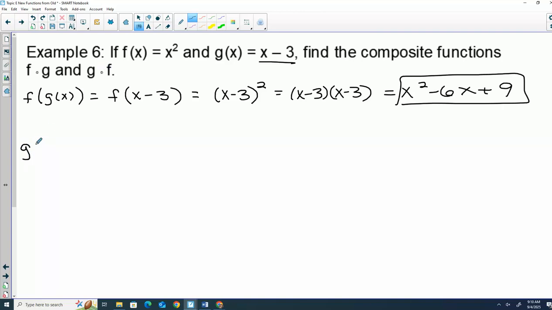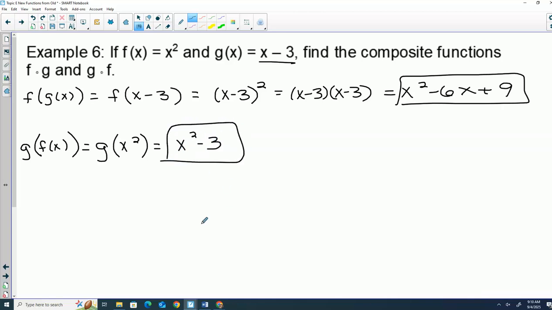If I ask for G composed with F, that means G of F of X. So F, the inside, is X squared. If you plug that into G, you replace your X, so you just get X squared minus 3.